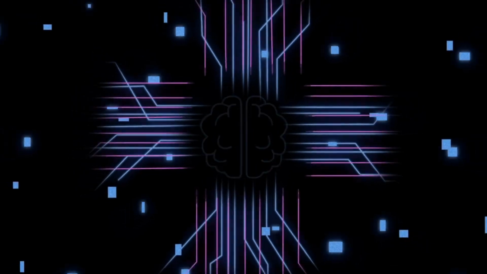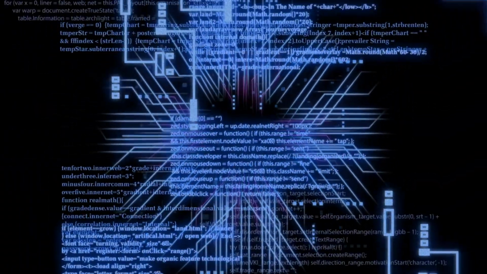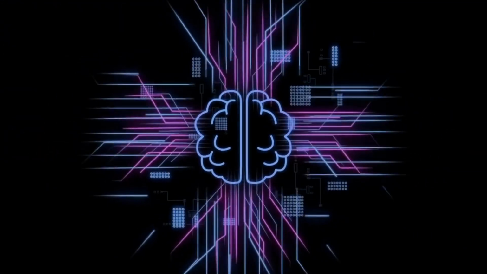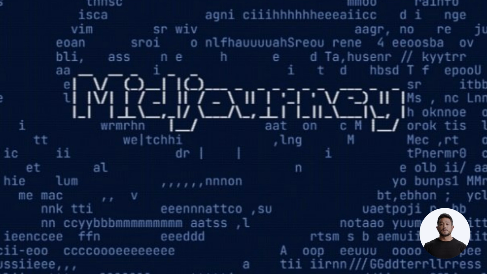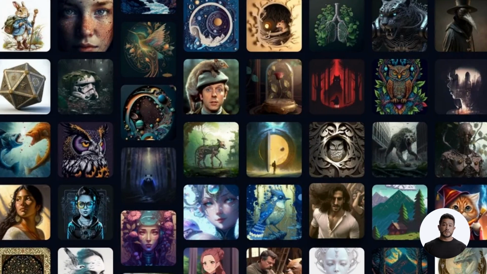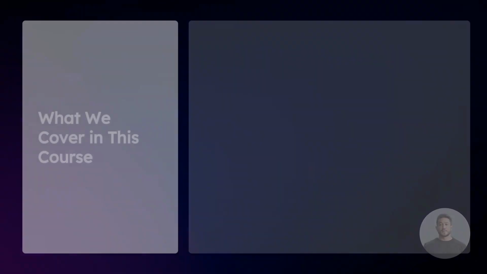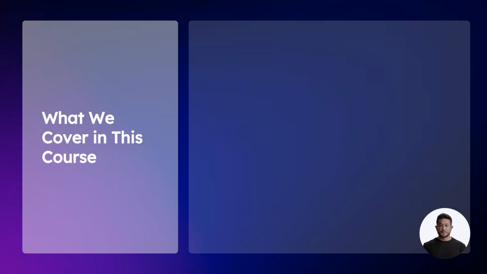Now that we've got a solid understanding of where generative AI comes from, let's shift our focus to Midjourney itself. What exactly does Midjourney do, and how can it help you in your creative projects? Let's find out. What we cover in this course. Now let's look at what we will cover in this course, Midjourney Mastery. Our course consists of 10 lessons, including this introductory lesson. Here's a very brief overview of what we'll cover in each lesson.